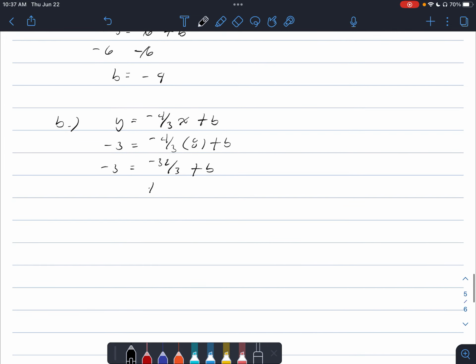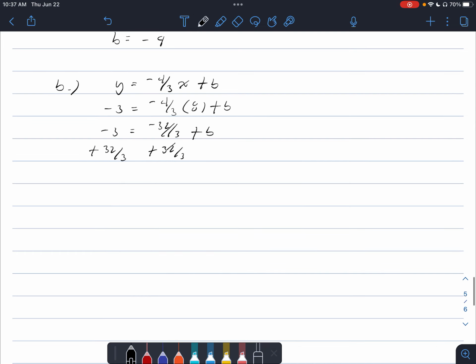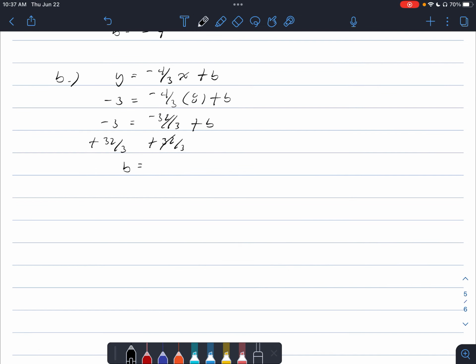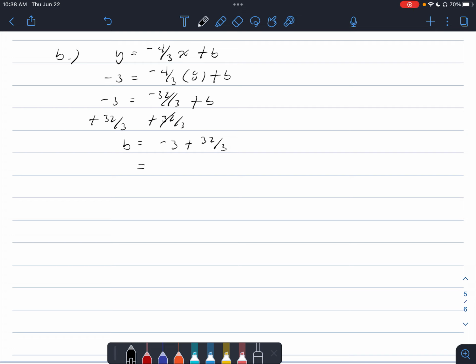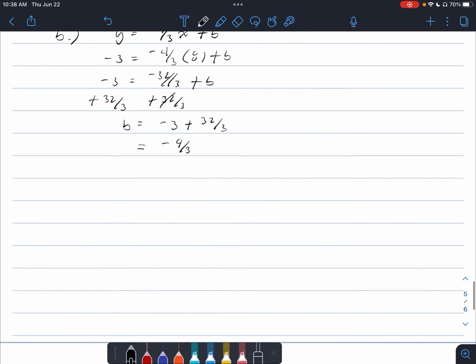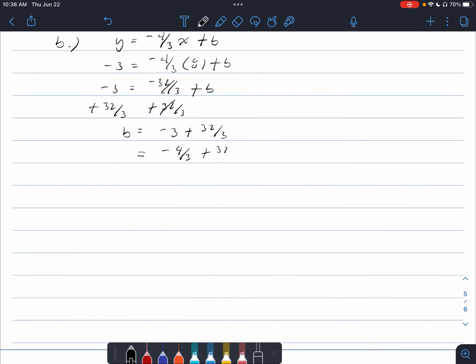Okay, so we can add 32 over 3 to both sides. So we have that b is equal to negative 3 plus 32 over 3. But we can write negative 3 as negative 9 over 3. Again, we do this because we want to find a common denominator. So now we can add 32 over 3 to negative 9 over 3.